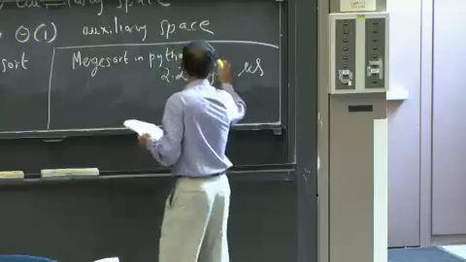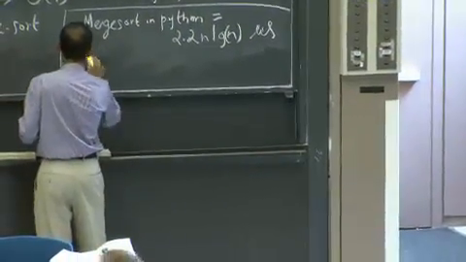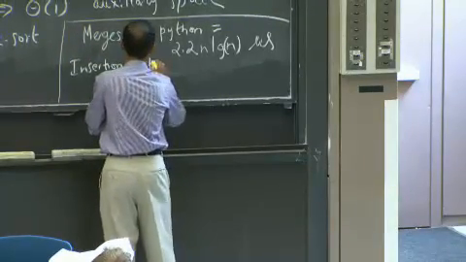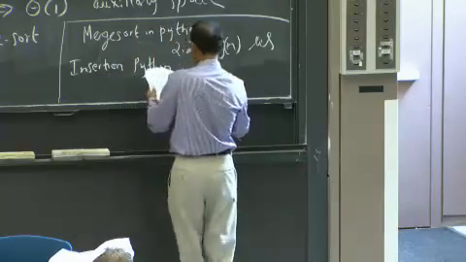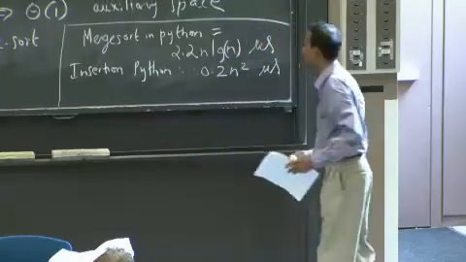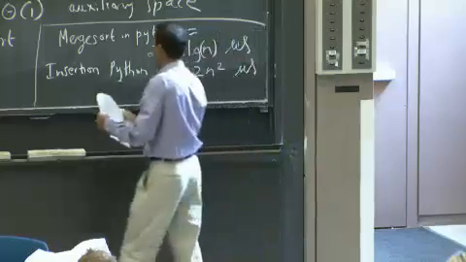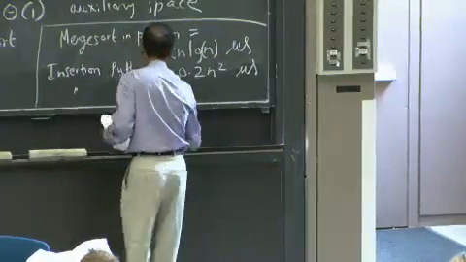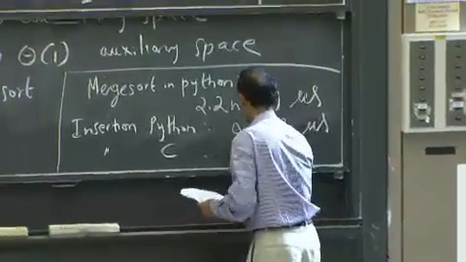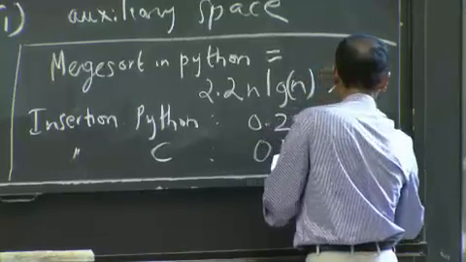So this is the merge sort routine. And if you look at insertion sort in Python, that's something like 0.2 n squared microseconds. Okay? So you see the constant factors here. If you do insertion sort in C, which is a compiled language, then it's much faster. It's about 20 times faster.